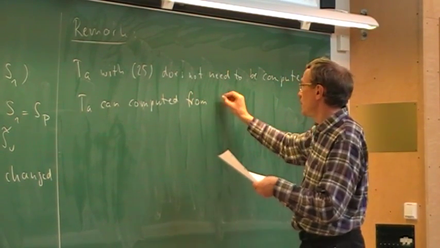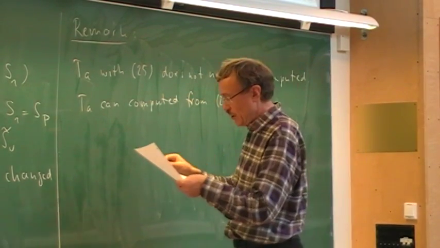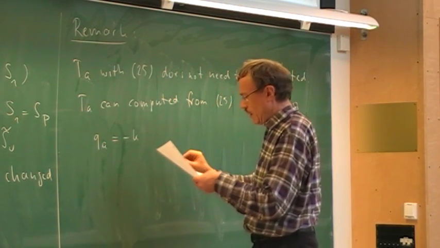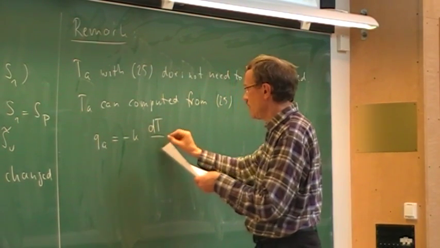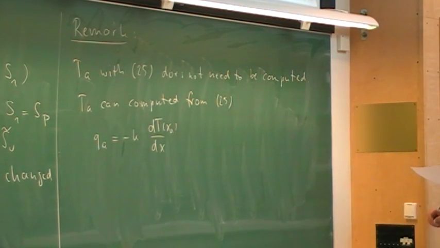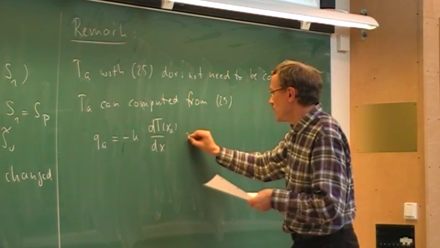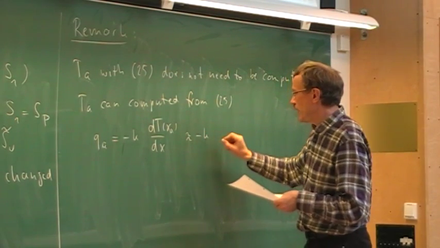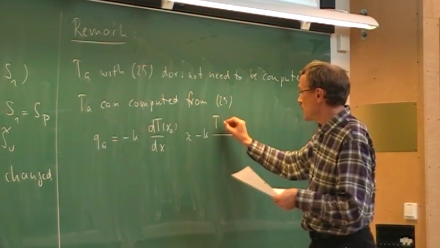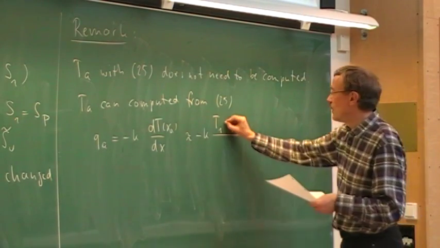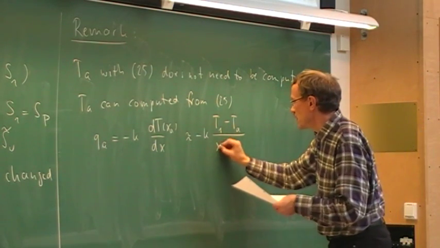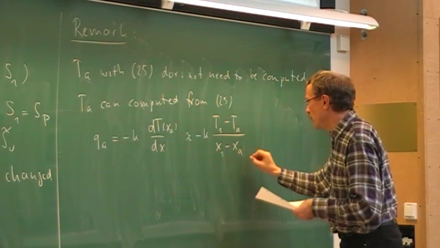That is from 25. And the boundary condition was that the QA is minus K times the dT of XA dx. That is the boundary condition. And then we approximate this derivative by the finite difference approximation. This would be, in our case, the temperature in the cell 1 minus the temperature at the boundary that we want to determine, divided by the distance between the grid point 1 and the left boundary XA.